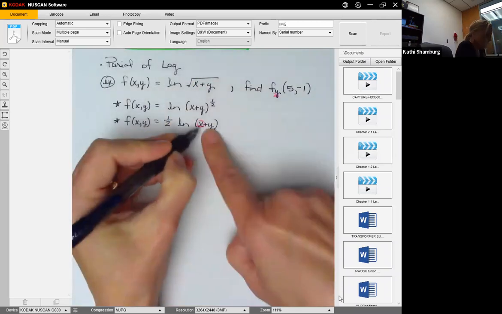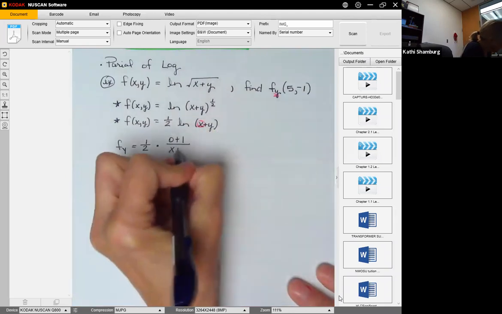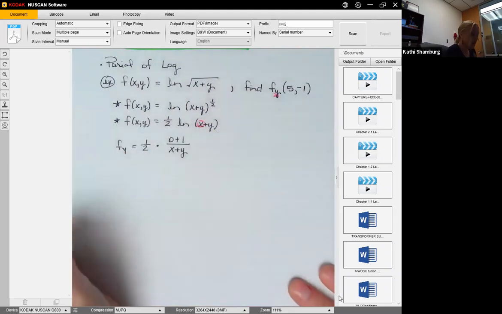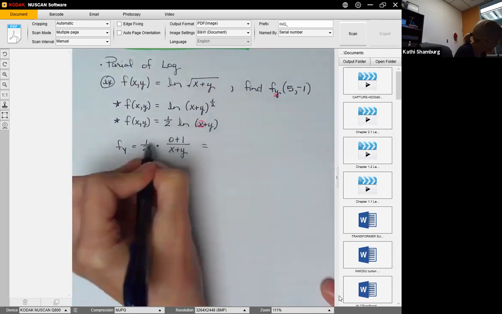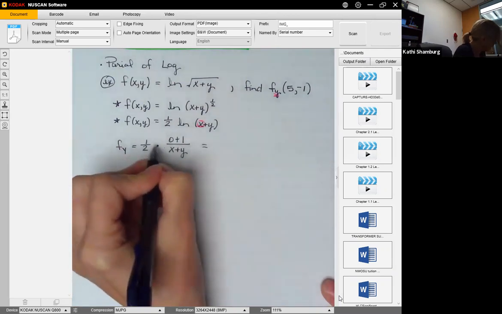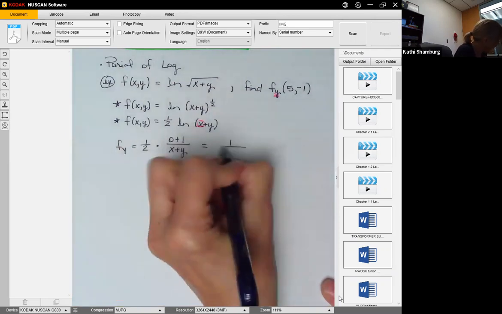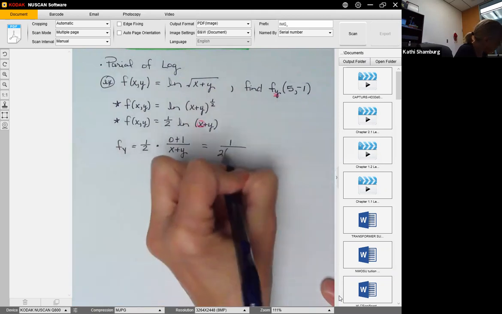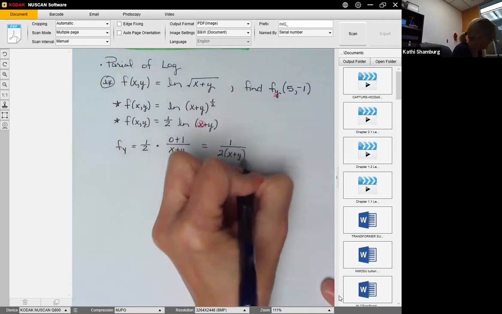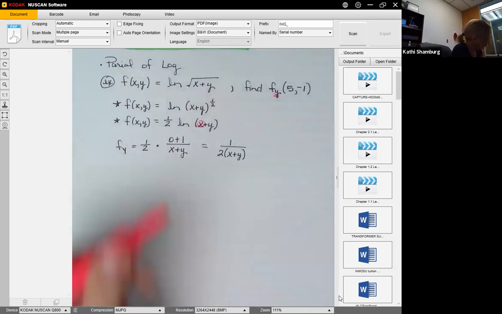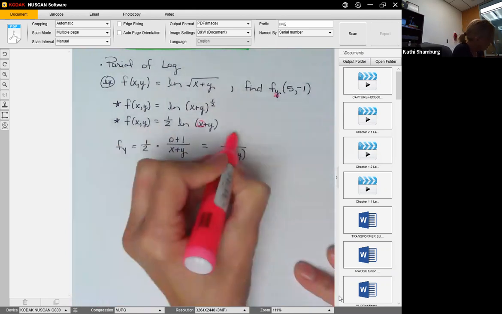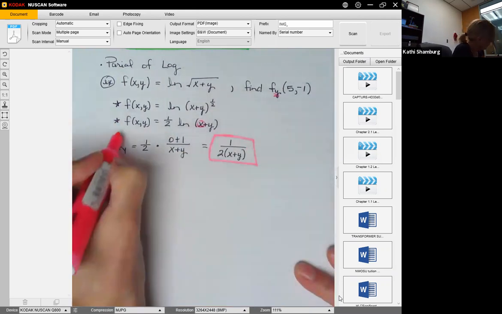And then we just rewrite that in the denominator. And now cleaning it up, this is on top. So it's 1 times 1, which is 1. And then I have 2 times x plus y. So what we did first was we found the derivative.